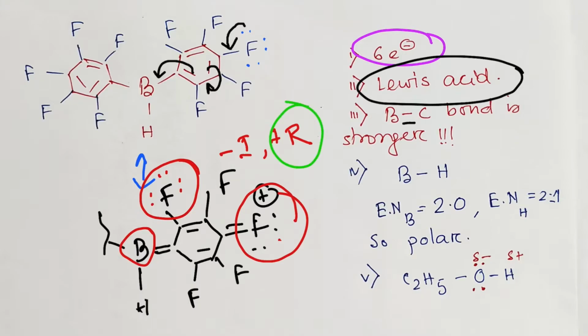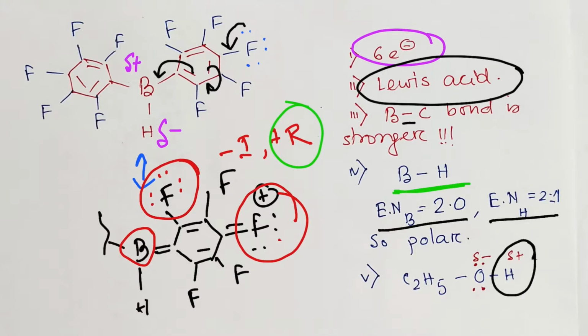Okay, so now the second thing is this B-H bond. If you look at the electronegativity value, boron is 2 and hydrogen is 2.1. Although the difference is significantly small, still based on this we can say that this boron-hydrogen bond is polar, and this boron is delta positive and this hydrogen is delta negative. So what happens if you react this thing with alcohol, whose hydrogen is delta positive? This delta positive and this delta negative react together and produce hydrogen.